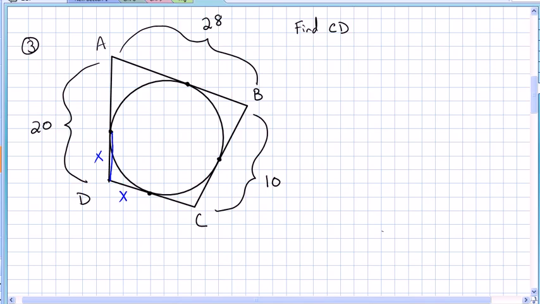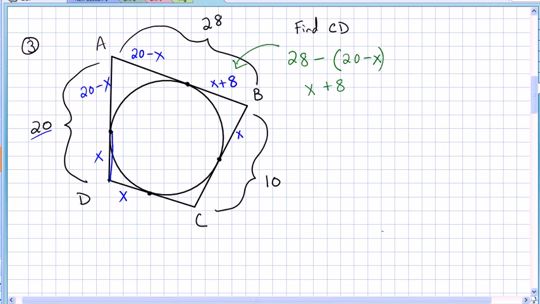Now we want to find the top part of AD. It should be the whole thing, which is 20, minus x. Again, we have congruent segments, so this part of AB is also going to be 20 minus x. Now this part is going to be the whole thing again, 28, minus the part we have on the left, which is going to be 20 minus x. And that's going to turn into x plus 8. So right here we have x plus 8. And again, the part of BC is also going to be x plus 8.